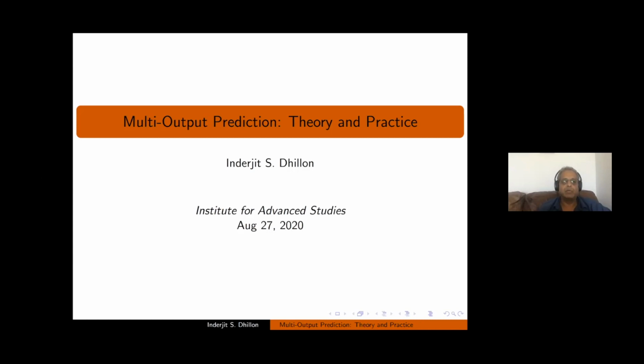So today I'll talk about multi-output prediction. In the first part of the talk, I'll talk about both methods and associated theory. And then I'll pivot to talking about real practice and making these methods scalable for real-time applications.